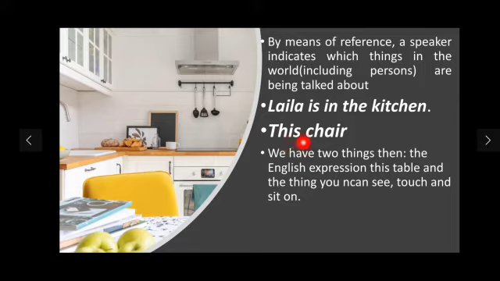For example, if I say this chair or this table, both are linguistic expressions and both have a referent in the real world, which exists in the world. Now we have two things: the English expression this table or this chair, which is of course a linguistic expression, and the thing that you can see, you can touch and you can sit on. If you want to know the meaning of the chair, chair exists in the real world.